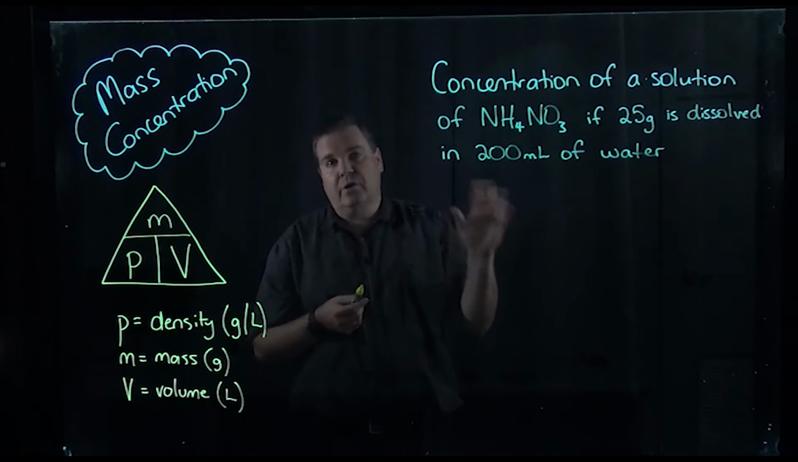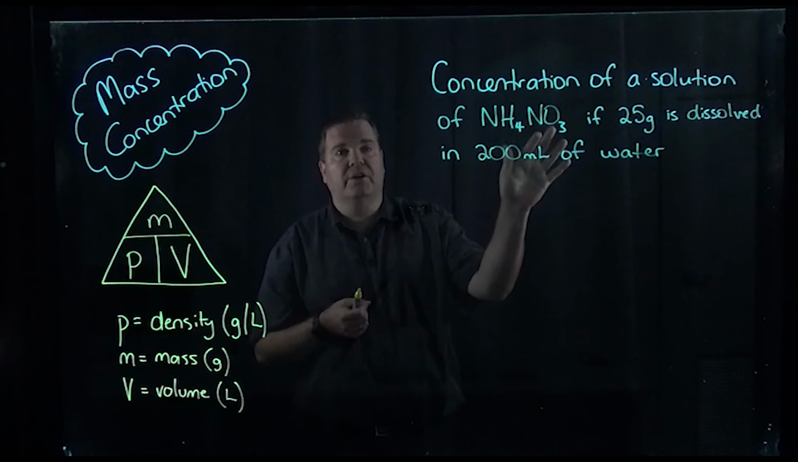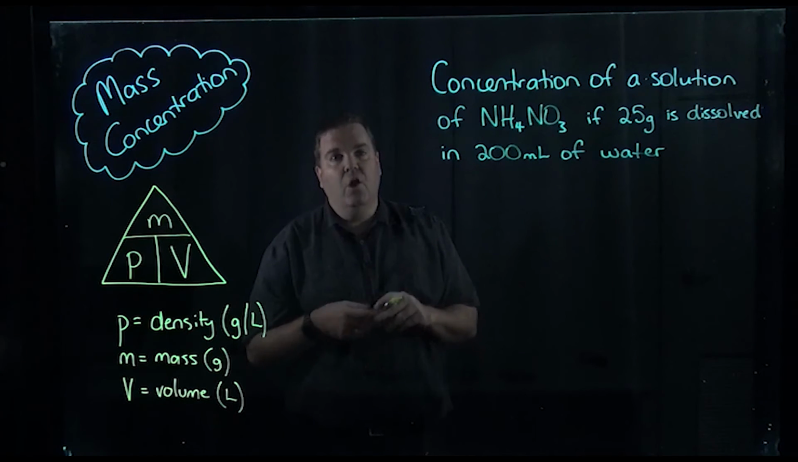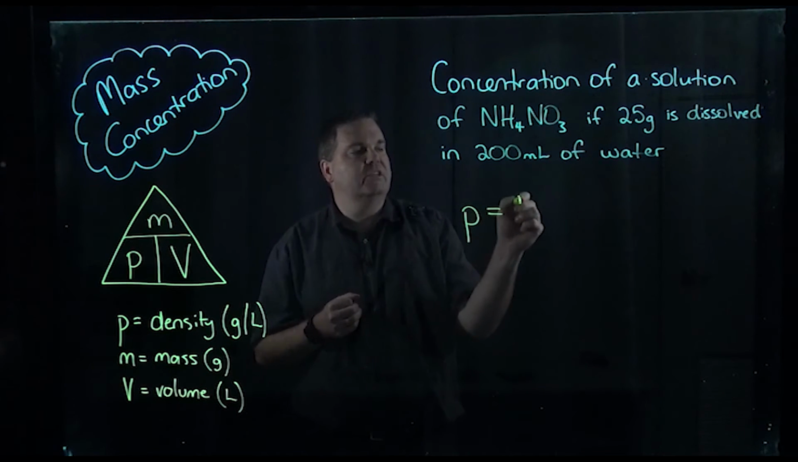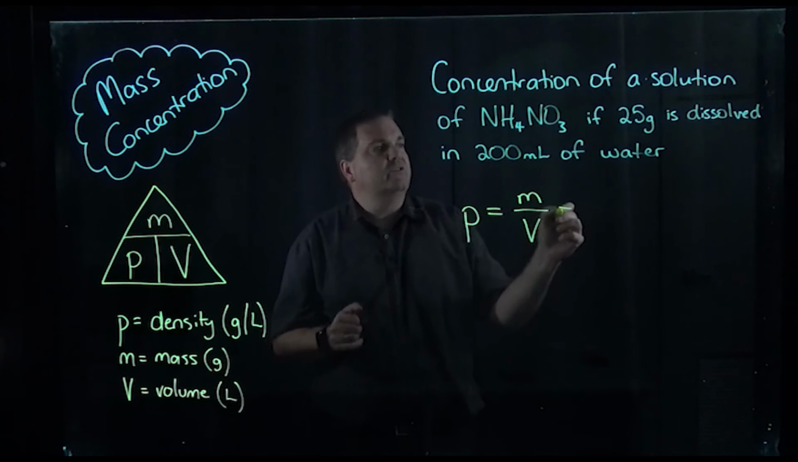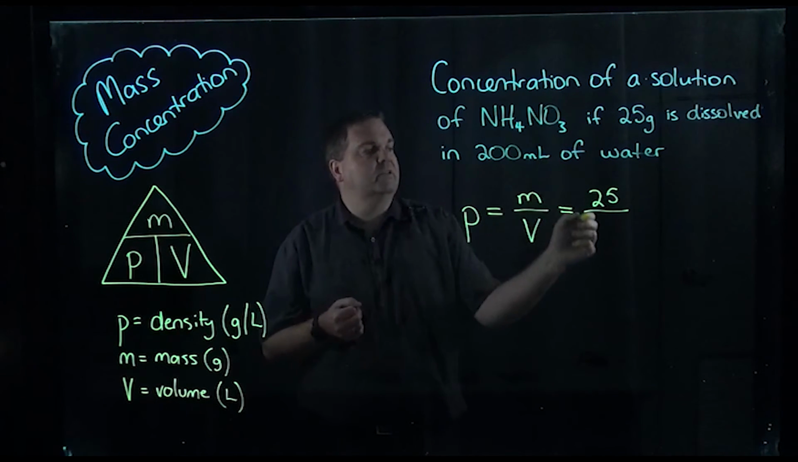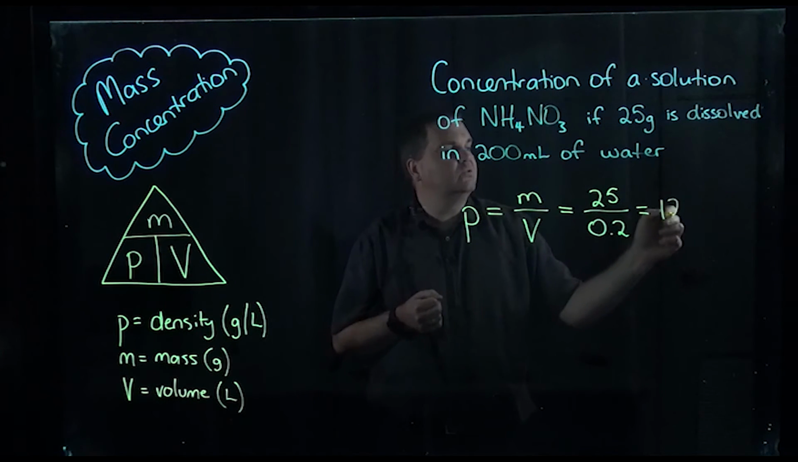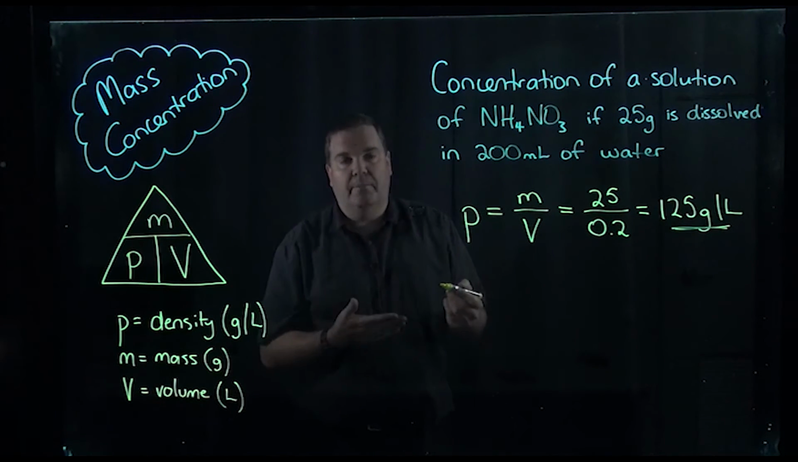I've got a question here for you. We're trying to work out what is the concentration of a solution of ammonium nitrate if 25 grams is dissolved in 200 mils of water. To find the mass concentration, that's pretty straightforward. P, the mass concentration, is mass over volume. Volume is always in litres, so all we've got to do here is take our 25 grams, divide it by our volume, which is actually 0.2, and we get a mass concentration of 125 grams per litre.